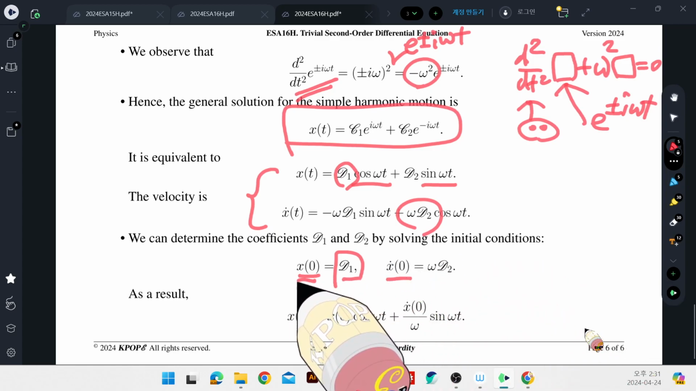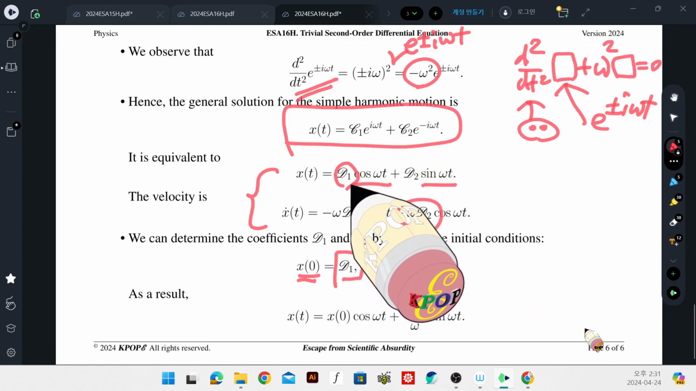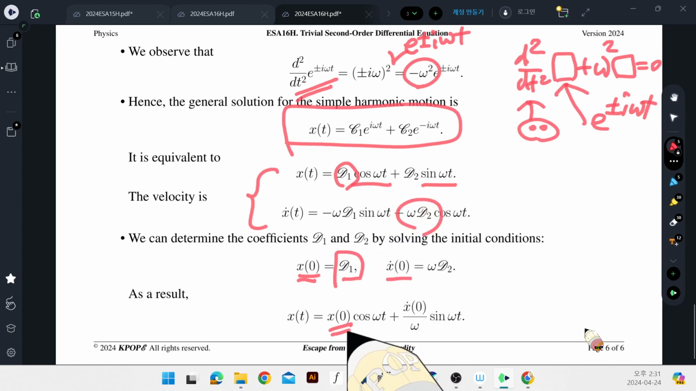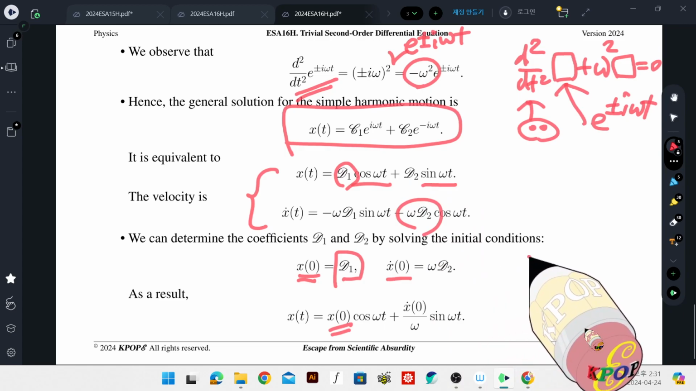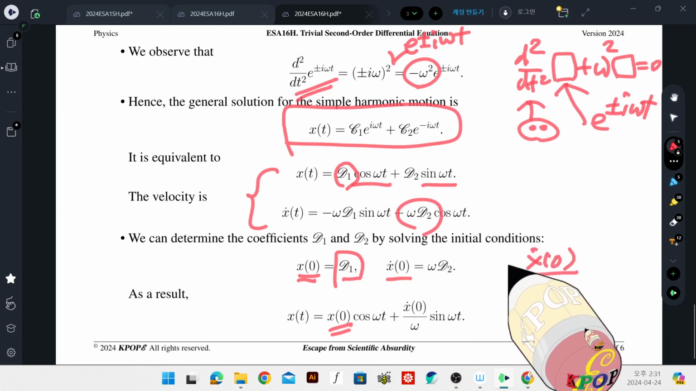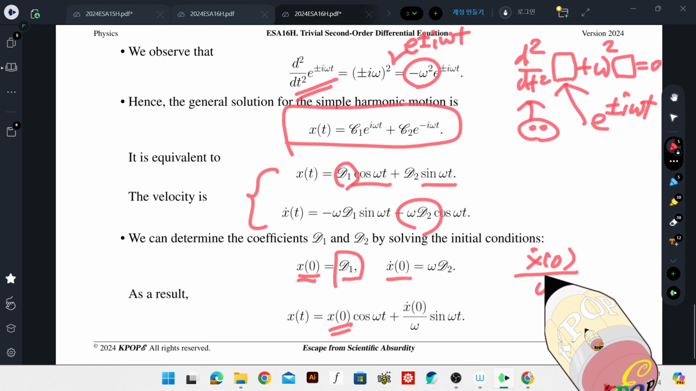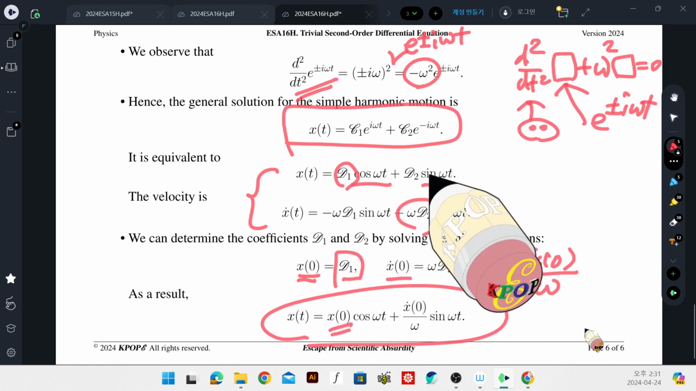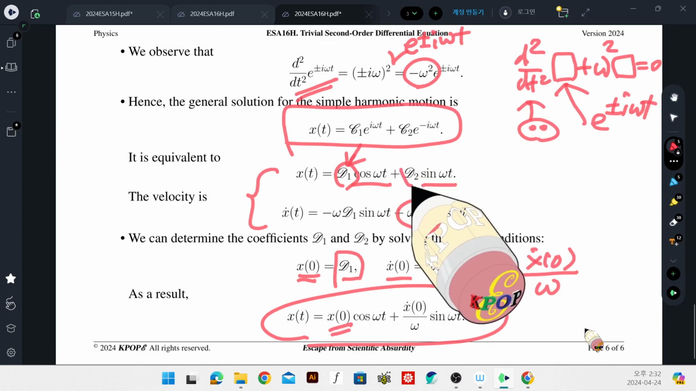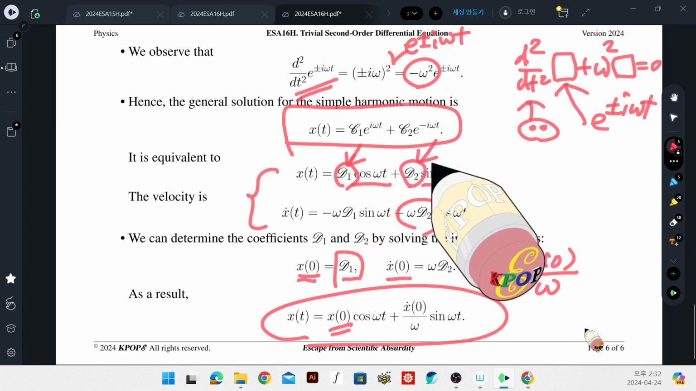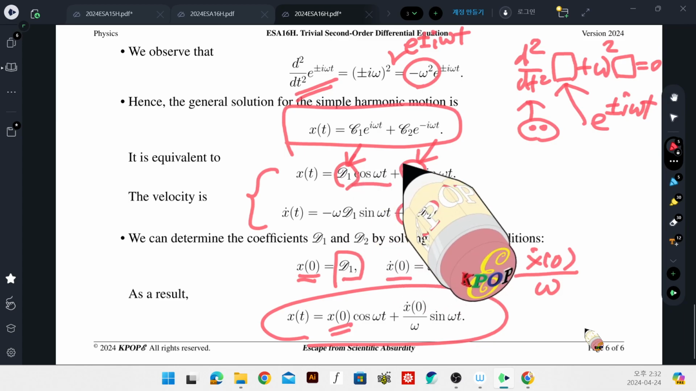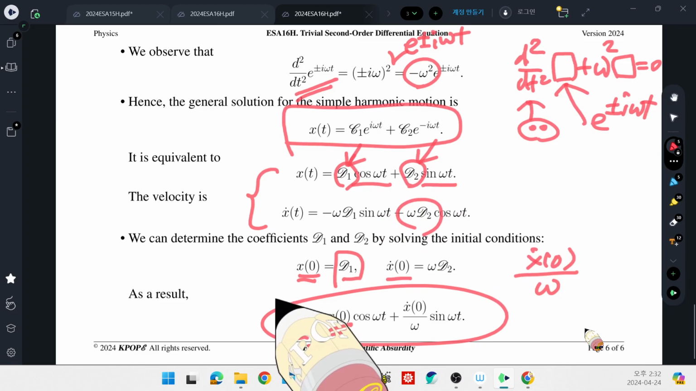Therefore, d1, the coefficient of cosine, is identified with the initial position, and d2 is x dot evaluated at t equals 0 divided by omega. So this is the final result. First, we can introduce undetermined arbitrary parameters as coefficients of each solution. Here, we have a second order differential equation. We have two linearly independent solutions, and their coefficients can be determined by the initial conditions.